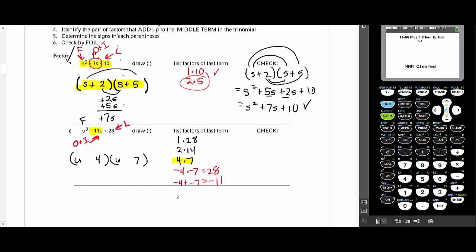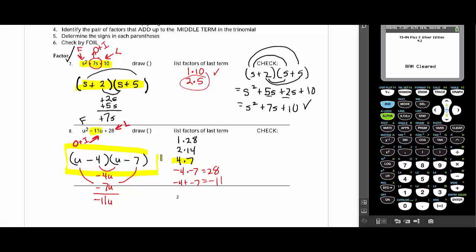Okay, and then when we look at this inner term, that's a 4u. That outer term is a 7u. The way you make that add up to a negative is if they're both negative. Okay, so that would be the answer of the problem, and then that could be checked by doing the FOIL like that. Okay? All right, is that reasonable?